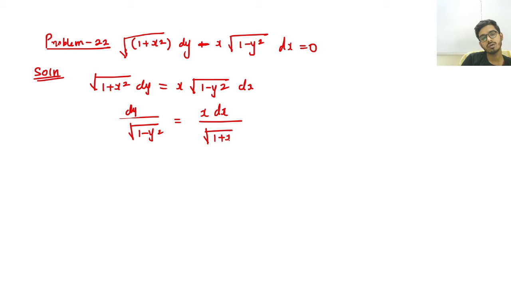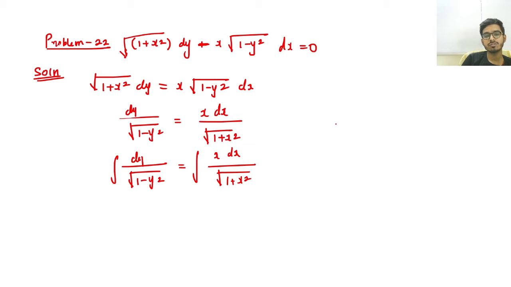So we will have root of 1 plus x square. Now integrate. So we will have the integral of dy divided by root of 1 minus y square is equal to the integral of x dx divided by root of 1 plus x square. These are very basic formulas. The integral of 1 by root of 1 minus y square is nothing but sine inverse of y. So this will be equal to sine inverse of y.